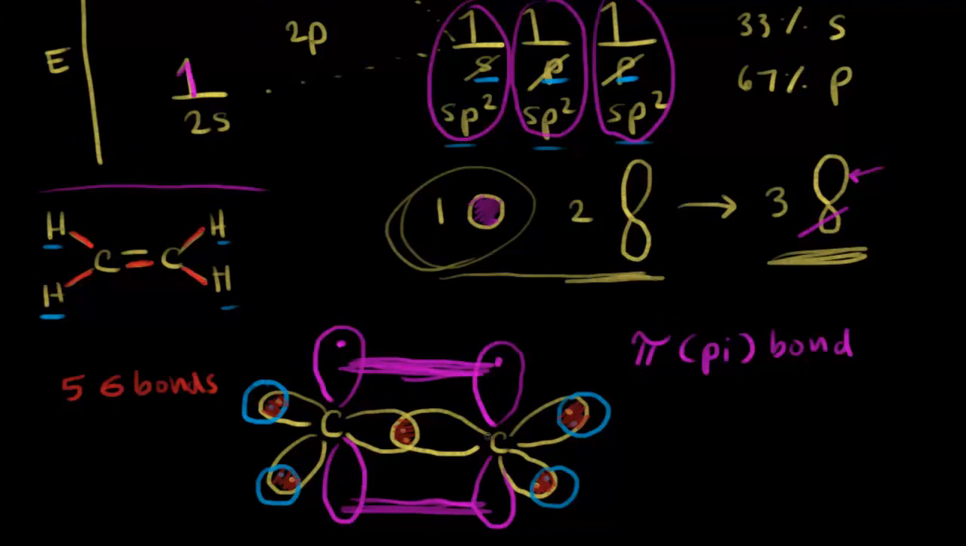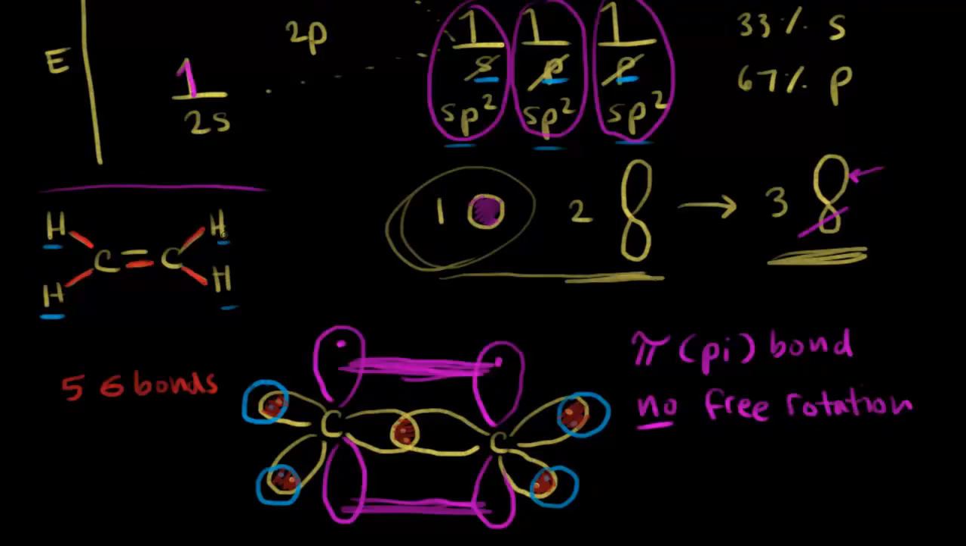When we looked at the example of ethane, we had free rotation about the sigma bond that connected the two carbons. But because of this pi bond here, this pi bond is going to prevent rotation, so we don't get different conformations of the ethylene molecule. So no free rotation due to the pi bond.